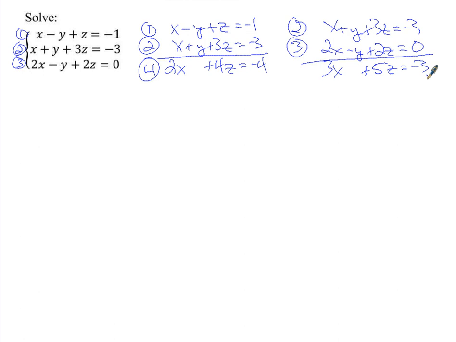Good. And now what? That is number 5. So what happens now? Yep, I take 4 and 5 and I make a new system. I rewrite 4, 2x plus 4z equals negative 4. And then equation 5 is 3x plus 5z equals negative 3. Now what?